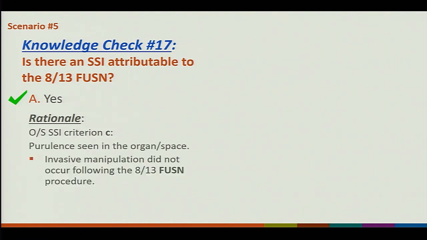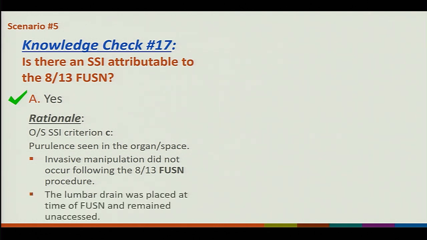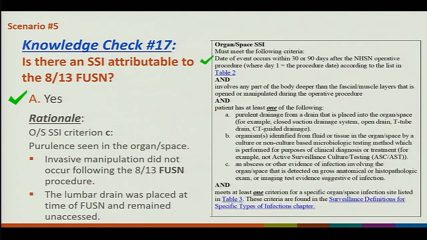And the rationale is, first of all, we saw purulence in the organ space. Invasive manipulation did not occur following the 8/13 fusion. That lumbar drain was placed at the time of surgery. It had not been manipulated following surgery. So this actually would meet organ space SSI criteria: C, an abscess or other evidence of infection involving the organ space was detected on a gross anatomic exam.